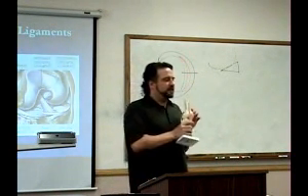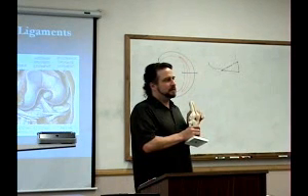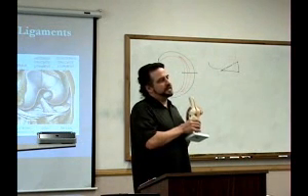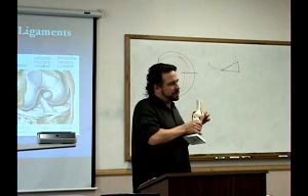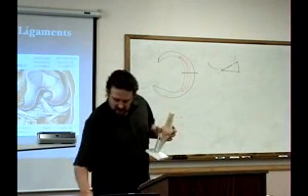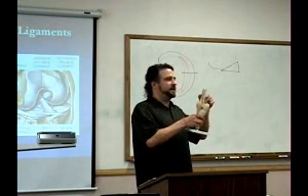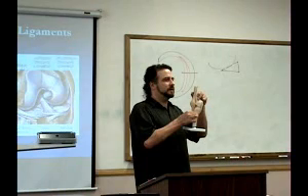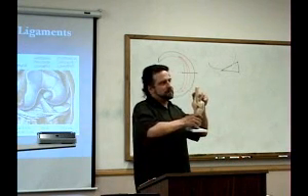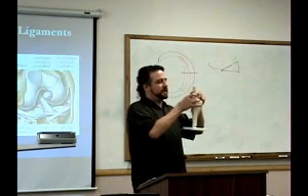All right, so then the anterior cruciate is going to limit what kind of motion? Anterior translation of the tibia in relation to the femur. All right, so then conversely, the posterior cruciate is going to limit what kind of motion of the tibia? Posterior translation of the tibia in relation to the femur.